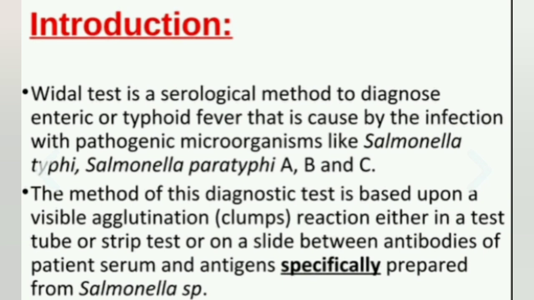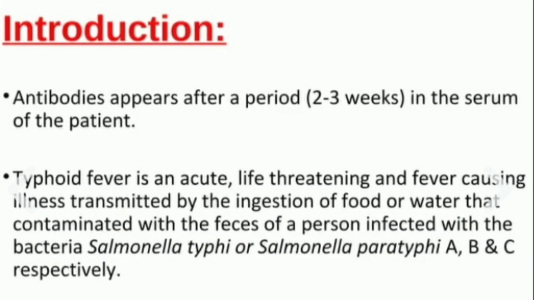The method of this diagnostic test is based upon a visible agglutination reaction, either in a test tube or on a slide, between antibodies of patient serum and antigen specifically prepared from Salmonella species. Basically, we will mix the antigen reagents of Salmonella typhi with patient serum. That's agglutination based. Antibodies appear after a period of 2 to 3 weeks in the serum of the patient.